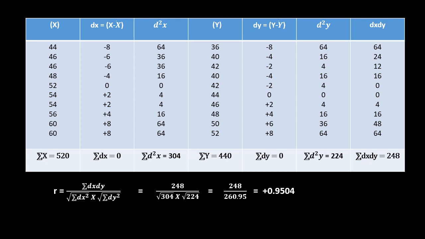Friends, you have to follow the direct method because you are given the arithmetic mean as a whole number and your deviations are 0 here. Now the formula will be sigma dx dy divided by square root of dx square into square root of dy square. That is equal to 248 divided by square root of 304 into square root of 224, which is equal to 248 divided by 260.95, that is equal to 0.9504. Friends, pay attention, it is again positive, so there is a positive correlation between the two variables x and y.